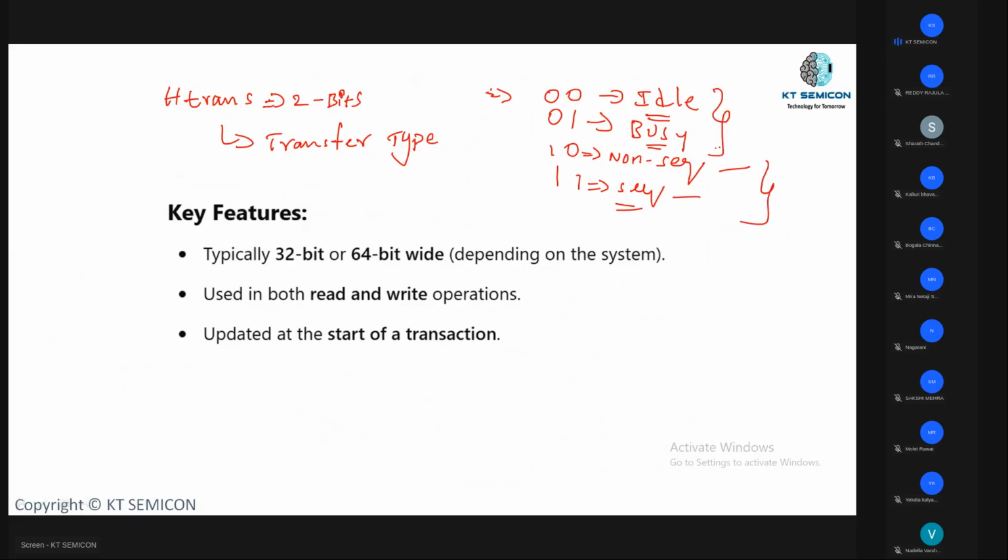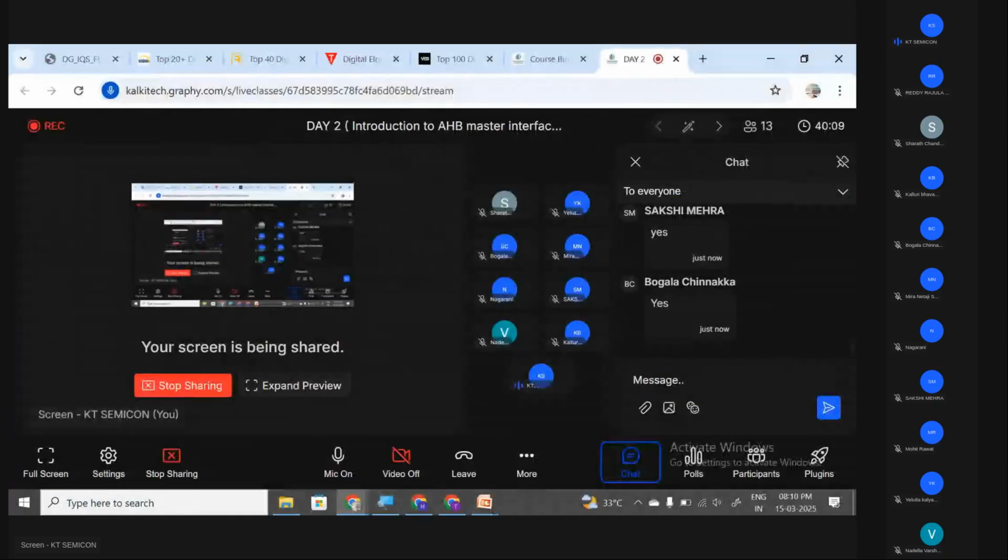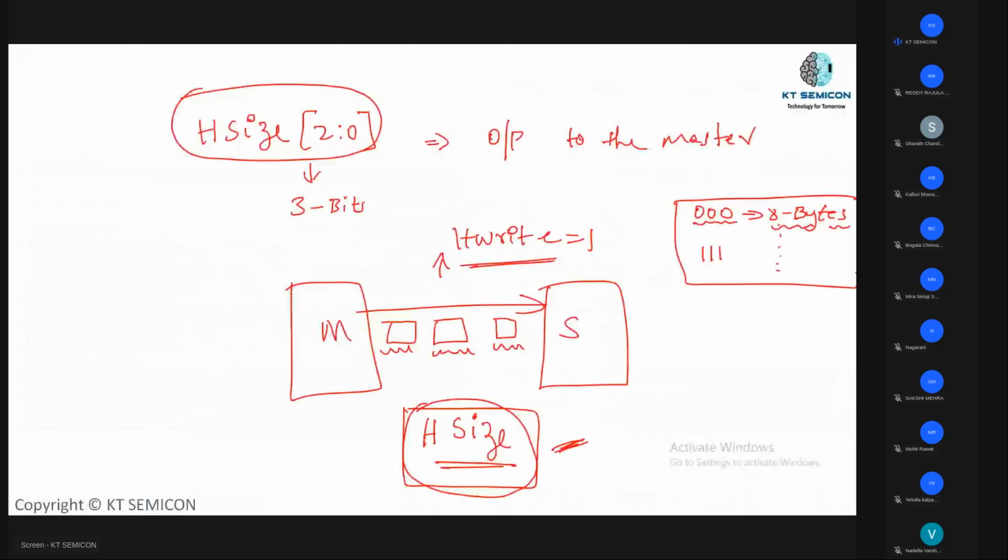But these two terms, idle and busy, I think you can understand. Idle means the master is indicating to the slave that it is free and not involved in any type of transaction. Busy means the master is busy with some other transaction. To tell the slave whether it is idle or busy, the master uses this HTRANS signal. Non-sequential and sequential we will discuss later. So that was about the HTRANS signal.